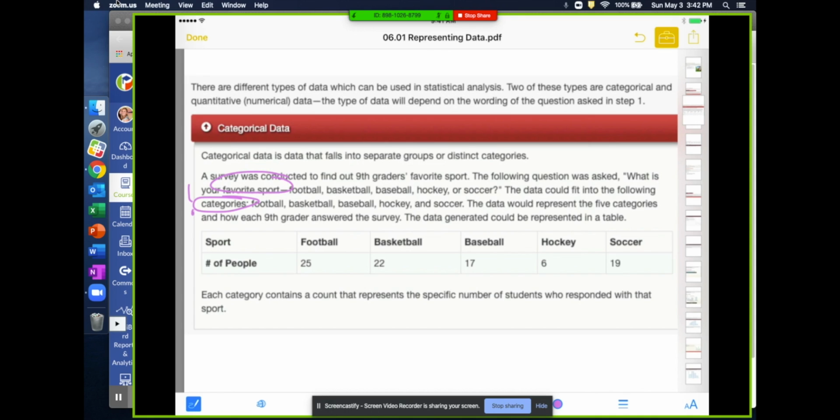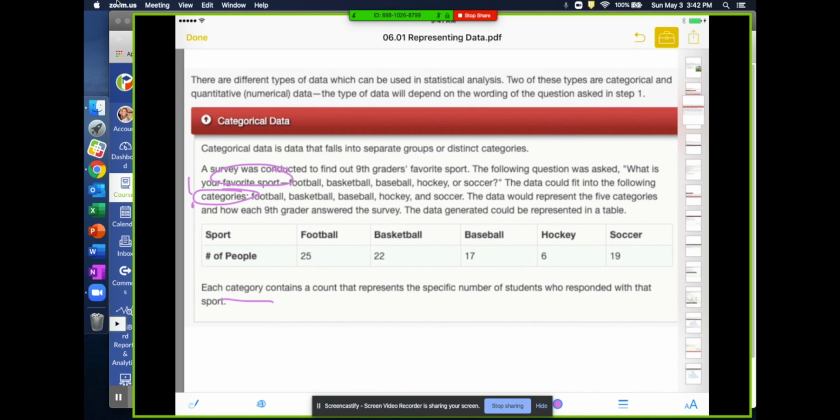So we have our chart here. We have 25 for football, 22 basketball, so on and so forth. Each category contains a count that represents a specific number of students who responded with that sport. So it is in categories.